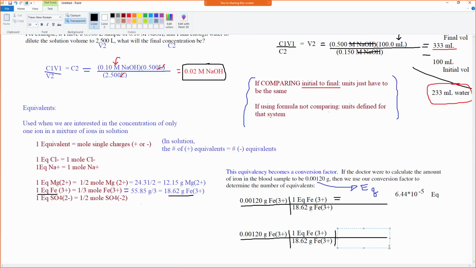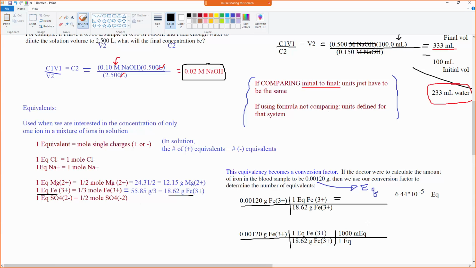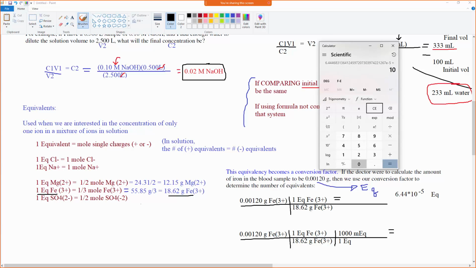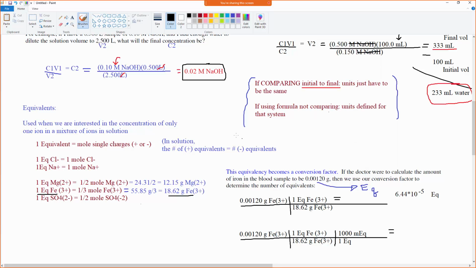Yeah, Sarah's right. And this is why we love the metric system. Because if I want to convert from equivalents to milli-equivalents, even though I just learned about equivalents literally 2 seconds ago, I know what that conversion factor is. There's 1,000 milli anything in one of that thing. 1,000 milliliters in a liter, 1,000 millimeters in a meter, 1,000 milli-equivalents in an equivalent. Why not? Multiply that by 1,000, and we get 0.0644 milli-equivalents.